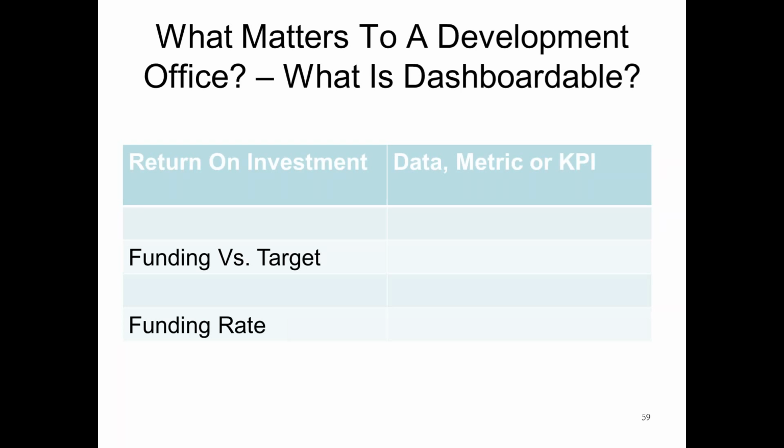I'd like to ask whether you think the funding rate versus the target, total funding versus target, or funding rate, do you think of that as a data, a metric, or a KPI? So we're thinking. I'm going to change the slide and tell you what I think. I think both of these are KPIs, funding dollars versus funding target dollars and funding rate. I'm pretty sure we would all agree those are pretty good key performance indicators.